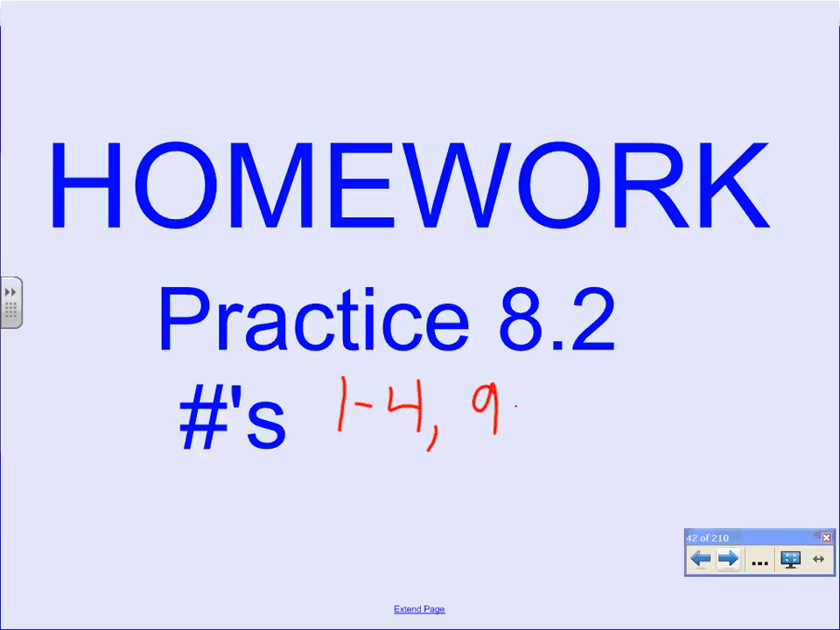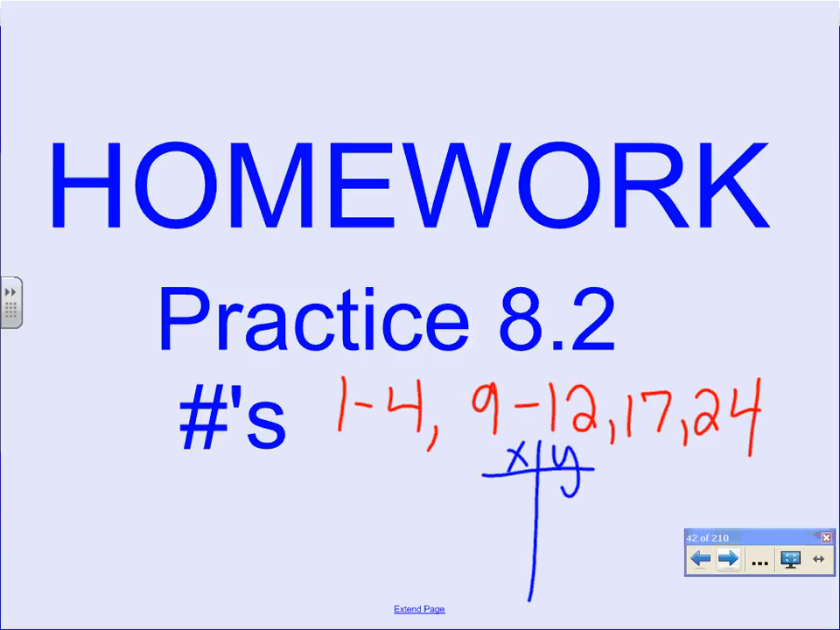And 9 through 12, 17, and 24. Okay, so I need to explain. So first thing I need to tell you is for numbers 9 through 12 and 17, you need to use a table. So I'll say that again. 9 through 12 and 17. If you do not use a table, you're not going to get full credit on your homework.